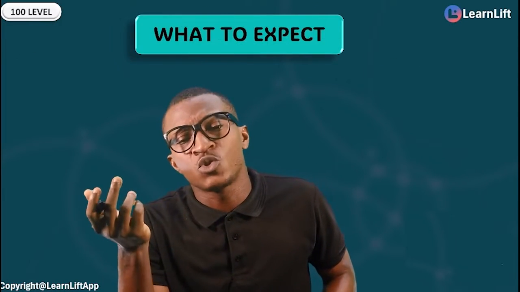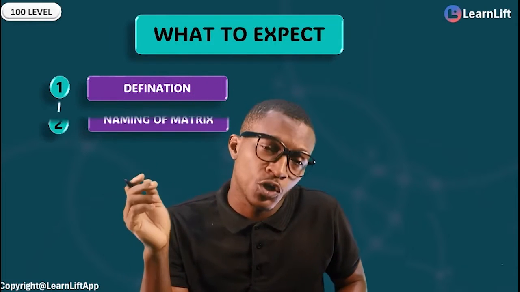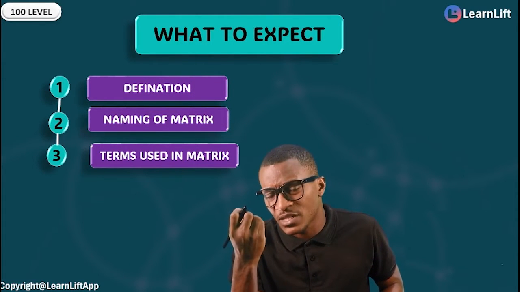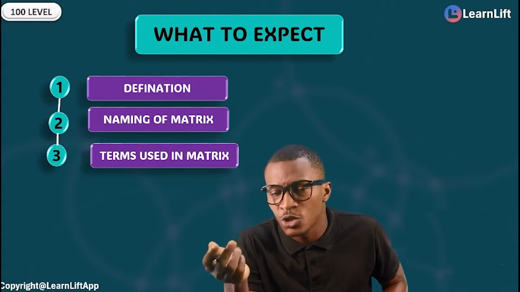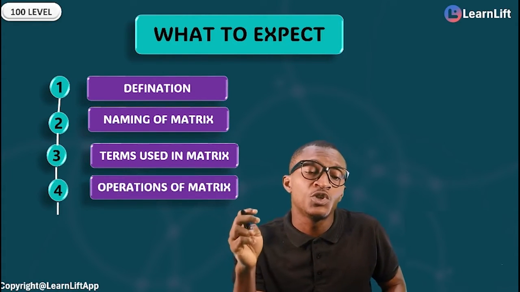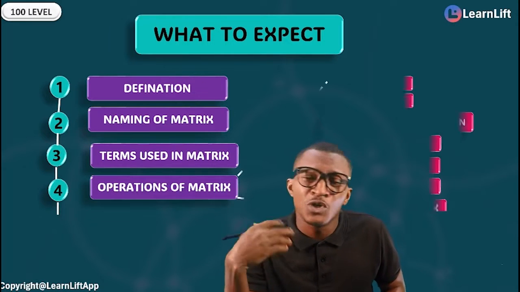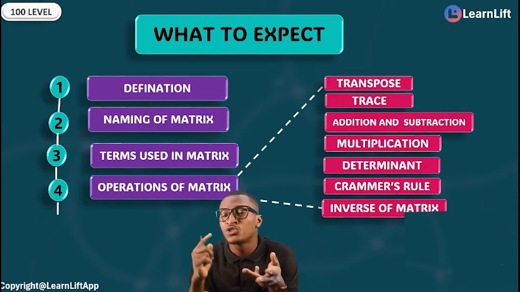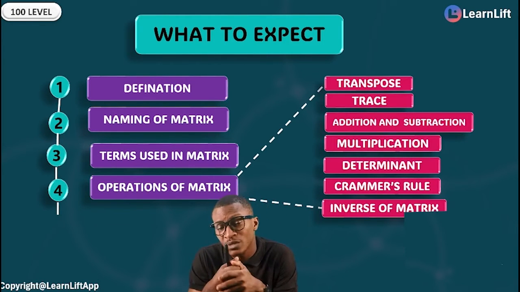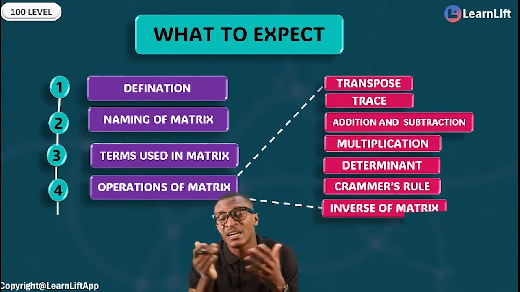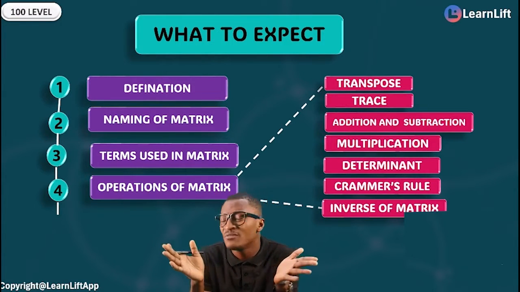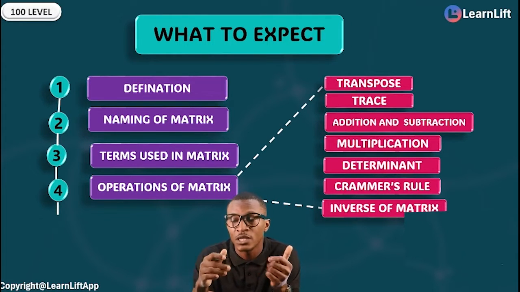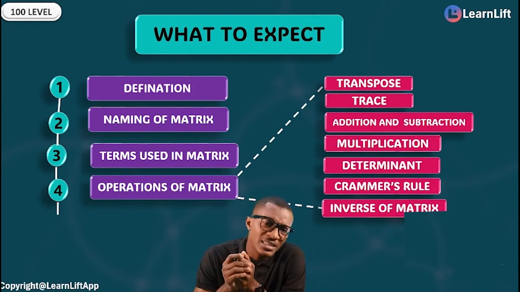What are the things we're supposed to expect in this topic? Number one, we'll talk about the definition of a matrix, the meaning of matrix. How do we name matrix? The nomenclature. We'll talk about the terms used in matrix. We'll talk about the operations. We have different operations: your transpose, your trace, your addition and subtraction, multiplication, your determinant. We're going to talk about Cramer's rule, inverse and so on and so forth. It's a whole lot. When I say a whole lot, I know what I'm saying. So let's start with the first guy.